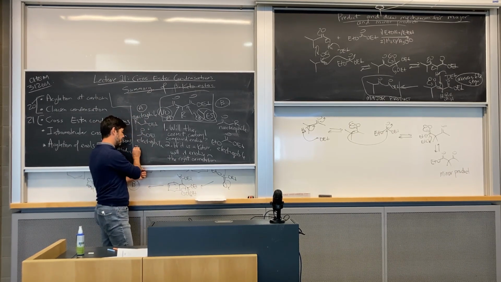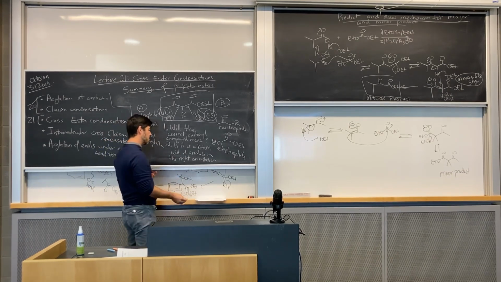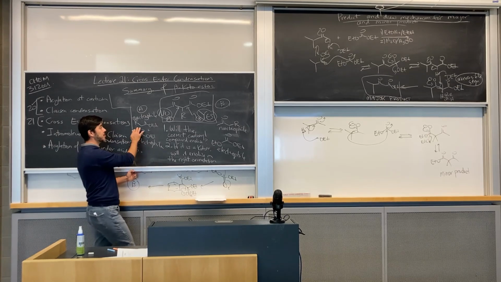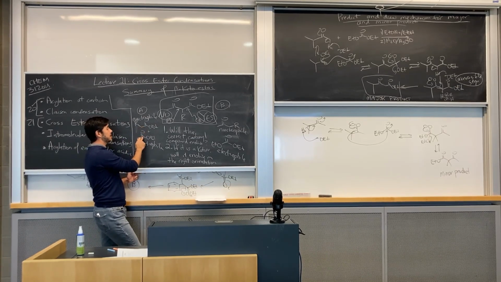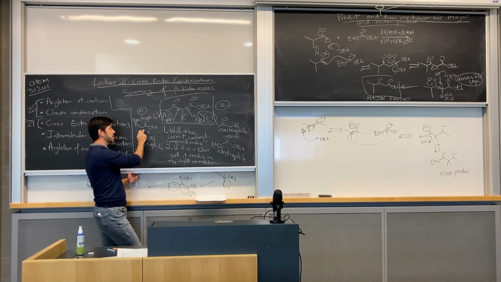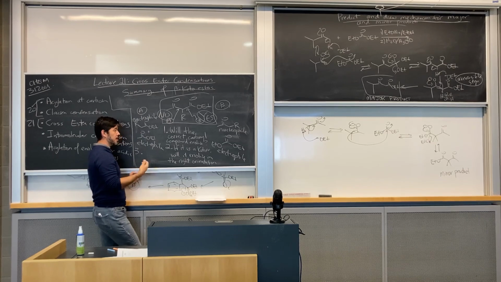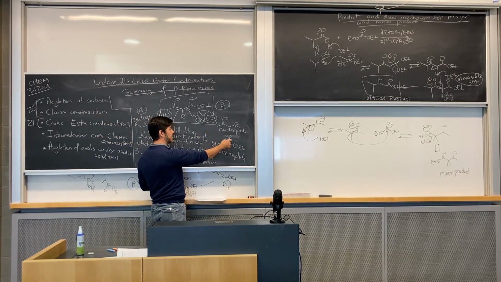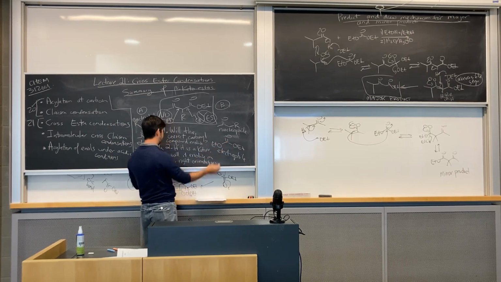Number three, once you generate the enolate, will it react with the acylating partner? Right. So if you generate an enolate here, will it react here? Well, yes, it will, but it will also react with itself. So you have a competition and a mixture of compounds. Whereas here, once you generate your enolate, this is the only acylating partner there.